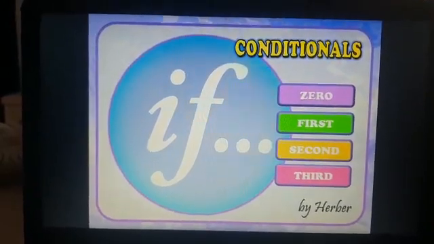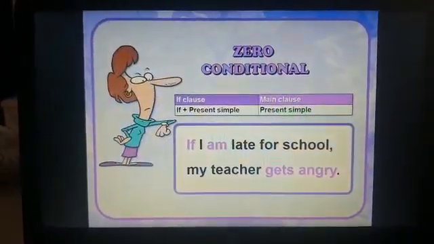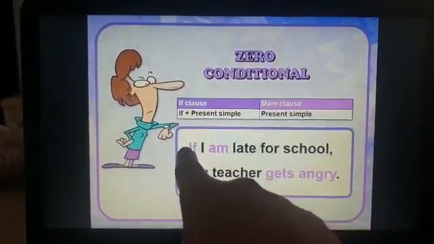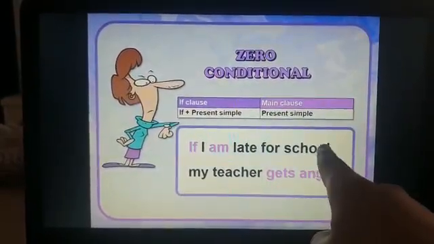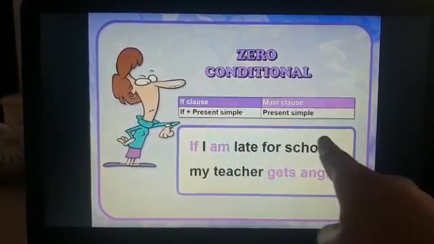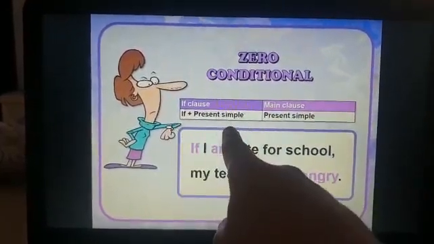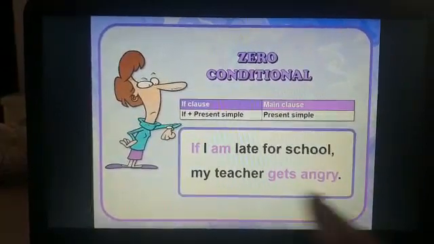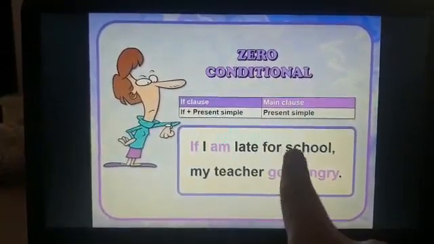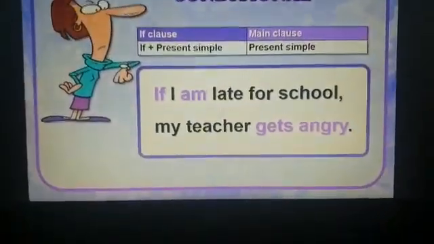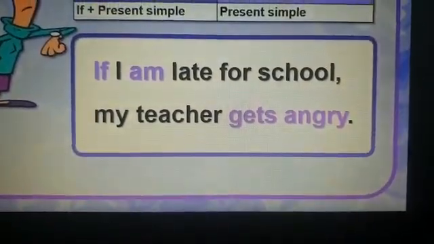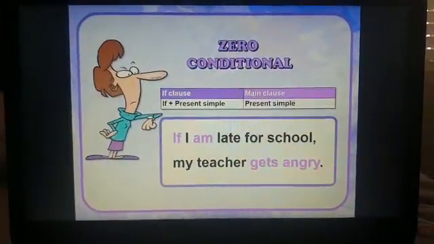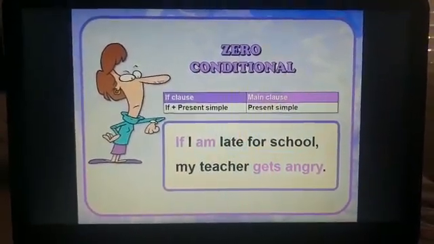So let's start. 0 conditional is the easiest one. Why? Because you can see that in both elements of the sentence, present simple is used. If plus present simple, main clause, present simple. This is a logical relationship between the two elements. Here we can see an example. If I am late for school, my teacher gets angry. You know that I get angry if you are usually late, right?